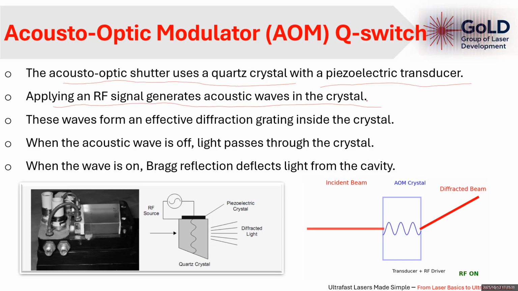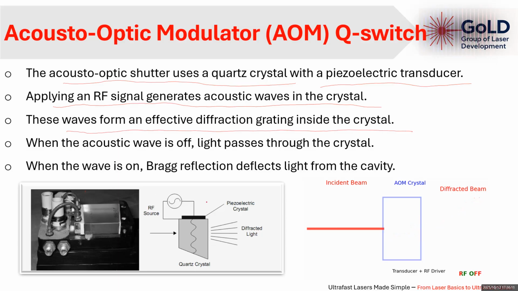Now, what exactly happens when this RF is connected to the piezoelectric transducer? The piezoelectric transducer produces a certain kind of waves, which are acoustic waves. These waves pass through the quartz crystal, and the quartz crystal actually behaves like a diffraction grating. You can see in the figure below.